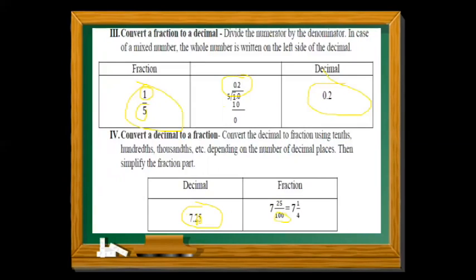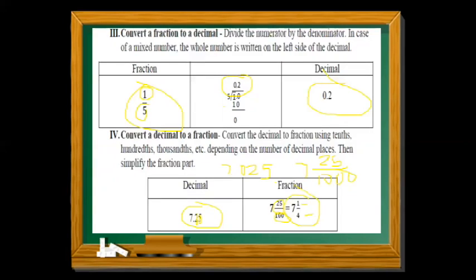Kung sakaling maging tatlo yan, halimbawa maging siyang 7.025, so magiging ano siya, 7 and 25, hindi siya 100 kasi 1,000, magiging siyang 7 and 25 over 1,000. Yan. And then, simplify it like this one. 25 over 100, so it's divisible by 25. 25 divided by 25 is 1, and 100 divided by 25 is 4. So the answer is 7 and 1/4.